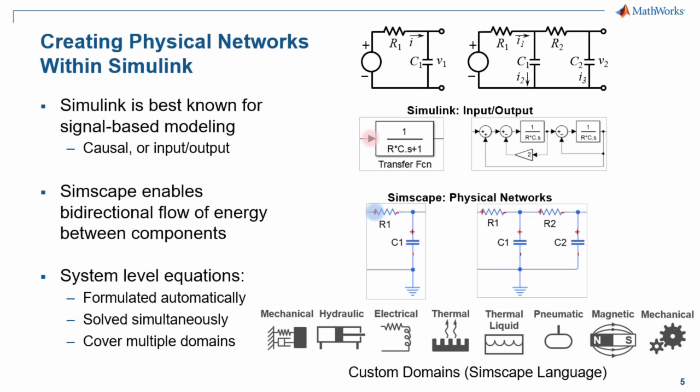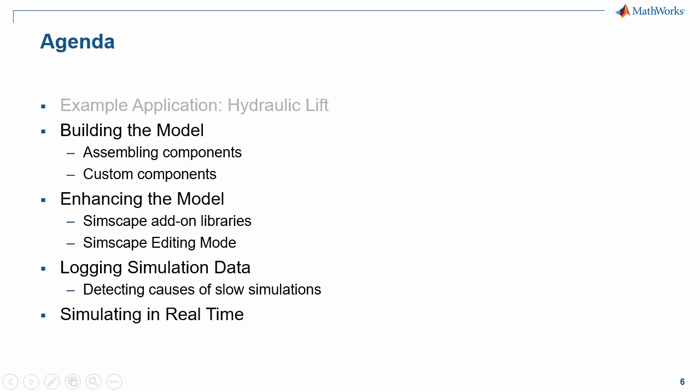Using Simscape, the system-level equations are formulated automatically, they are solved simultaneously, and this approach can be applied to multiple physical domains. Both the input-output approach and physical network modeling methods are available in the Simulink environment. Now we will assemble a portion of our hydraulic lift model. We will connect together Simscape components to create a model of a DC motor.